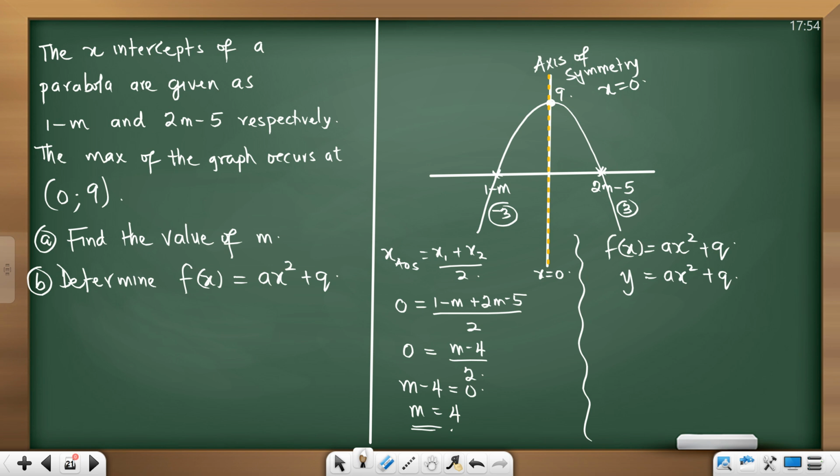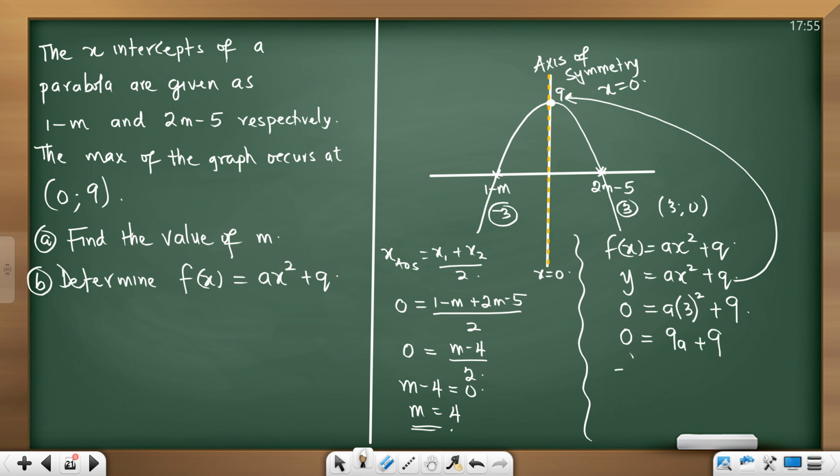Alright, let's see something here. If I use this point, x is 3 and y is 0. So 0 equals a times 3 squared plus q. What is q? q is the y-intercept, which is 9. So 0 equals 9a plus 9. Negative 9a equals 9. a is negative 1. Therefore, f of x is negative x squared plus 9. That's the equation. Please let me know if it makes sense.